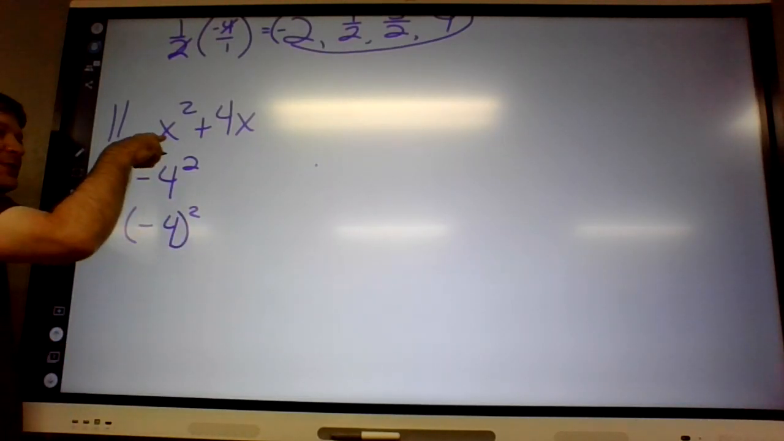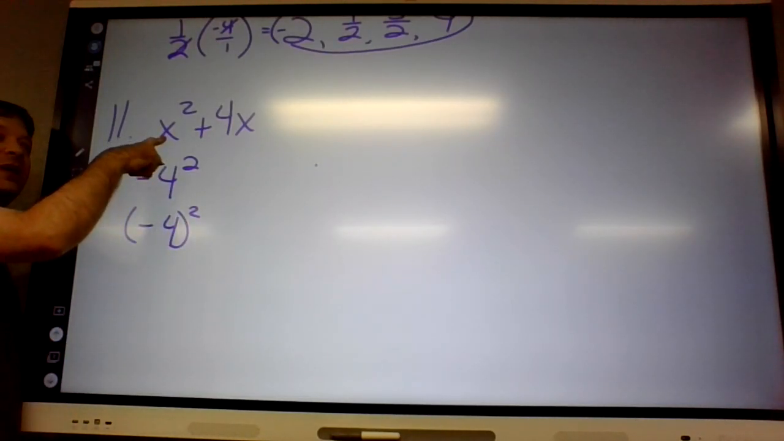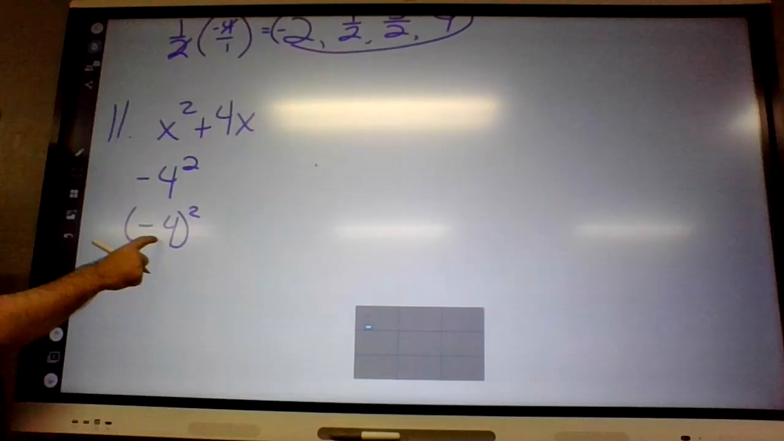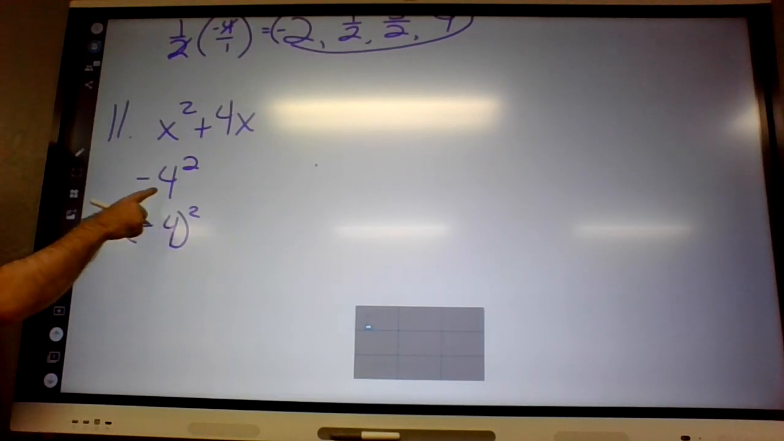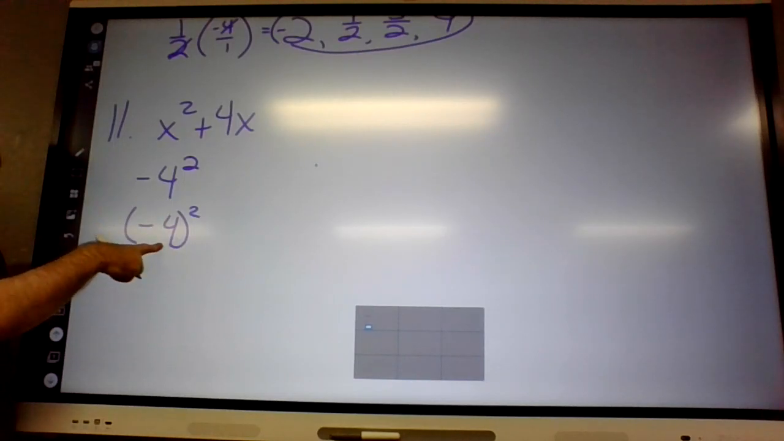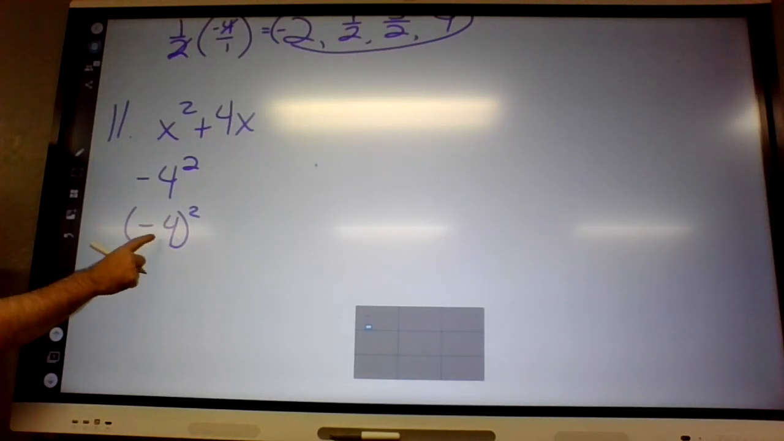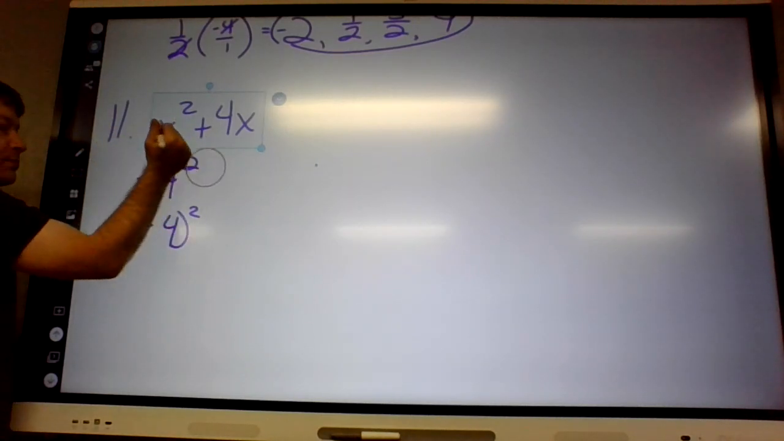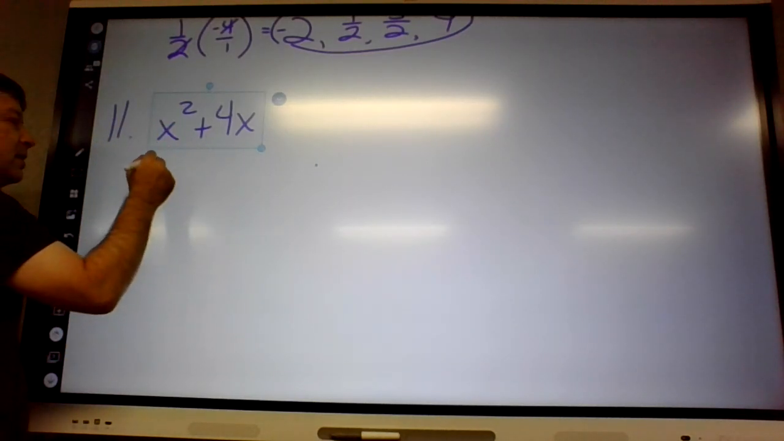Now, are we supposed to just square the 4, or are we supposed to square the -4? We're supposed to square -4 because we're squaring x. So we're actually doing this one right here. If you use a calculator and you put it in like that, it will be wrong. If you put it like this or do it in your head like that, this will be right. So this is supposed to do -4 times -4, which is positive 16.